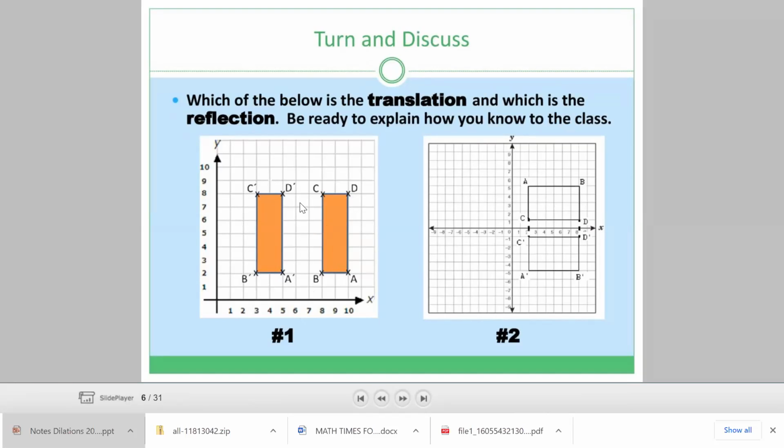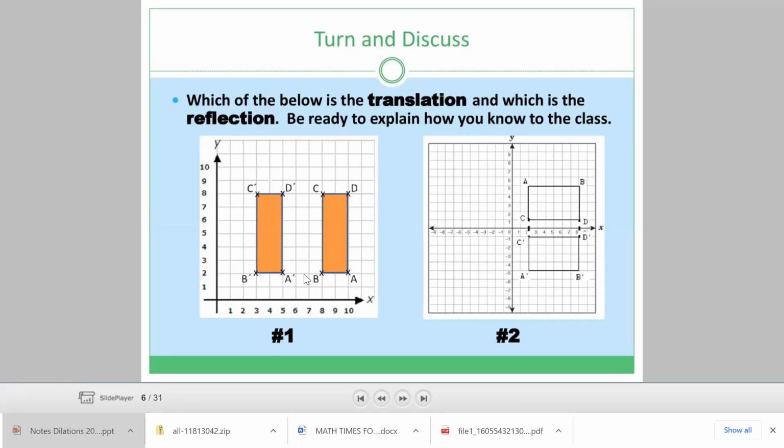Now, if I were to draw that mirror line right here, look at how far A prime is from the mirror line. It's about 1.5 boxes. If I were to draw the mirror line right in the middle here, it's about 1.5 boxes. But look at where A is. A is 1, 2, 3.5. That's how far A is from that mirror line.